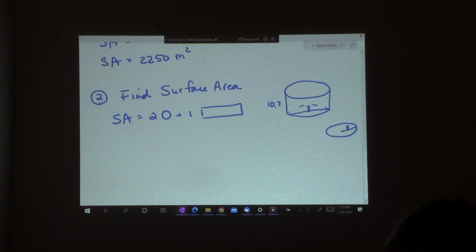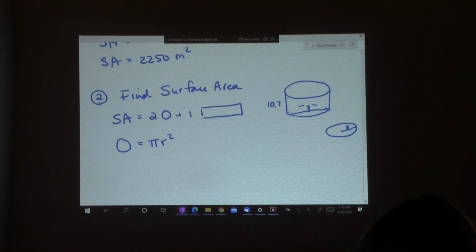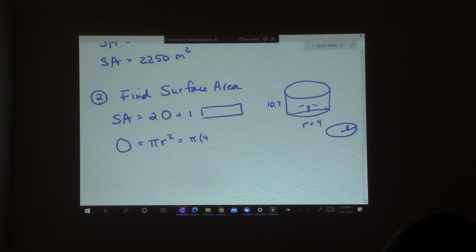So the first thing I'm going to do is find the surface area of the circle. That formula is pi r squared. So I need my radius. Because the diameter is 8, the radius is half of that, which is 4. So I'm going to put in 4 squared, and that is 16 pi.